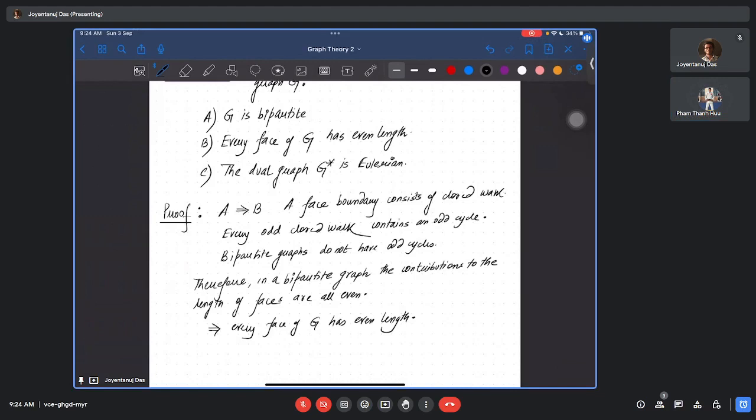Okay. So B implies A, and then we have to prove that B and C are equivalent. That will take some time. Maybe tomorrow we'll continue. Okay.